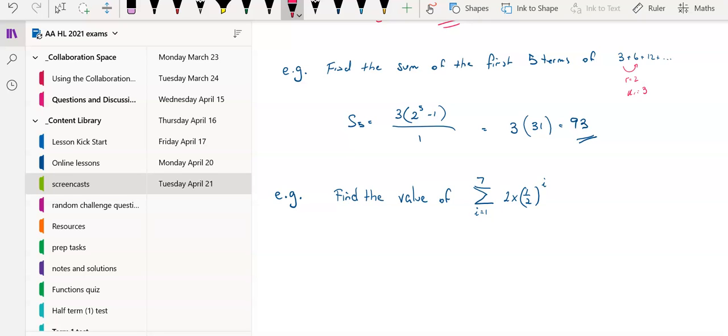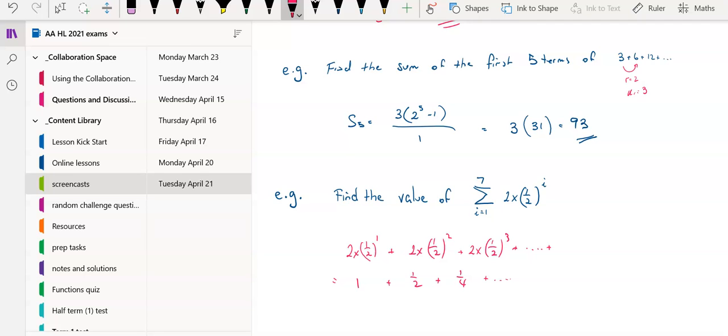But let's just verify. My first term is 2 times 1/2 to the power of 1. My second term is 2 times 1/2 to the power of 2. You can see that each term is being multiplied by a half. My third term is 2 times 1/2 to the power of 3. You get the idea. And we're going all the way up to the last term. So we get 2 times a half, which is 1, plus 2 times a half squared, which is a half, plus 2 times a half cubed, which is 2 times an eighth, which is a quarter. So this is going on.